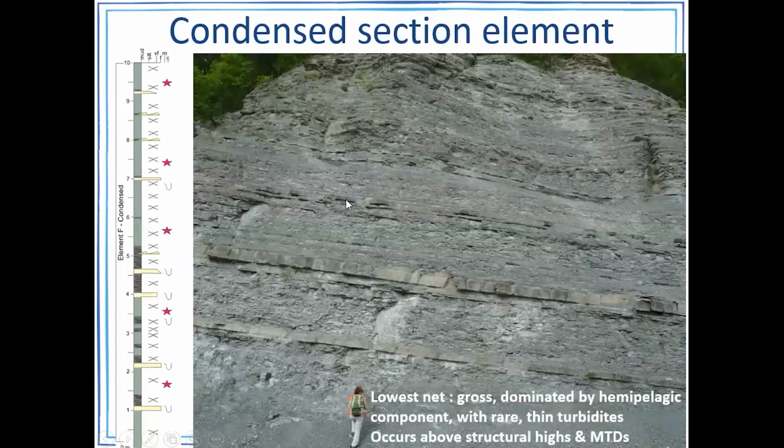And then the final element that we looked at in this setting are condensed sections, which are almost entirely represented by hemipelagic mudstones. Some of these intervals that you might think to be thicker sands in here are actually just more concreted intervals. This is essentially 99% mudstone with very rare thin turbidites that manage to get up onto these areas that we interpret as being the result of deposition over structural highs or mass transport deposits that were creating significant seafloor relief.